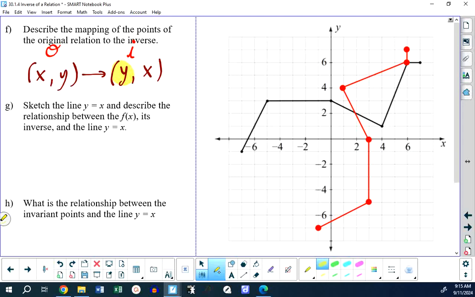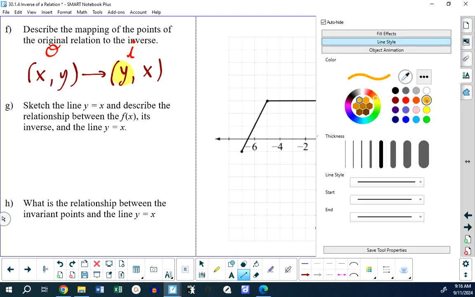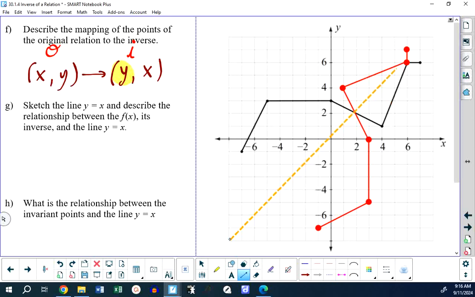Sketch the line y equals x. I forgot to hand out rulers. Take a sheet of paper or something, or just freehand. I'm no good at freehand. I'm going to sketch it in orange, the line y equals x, but I would like you to sketch it with a dotted line, just because. And that's what it looks like.